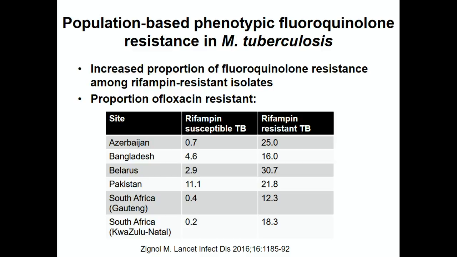Now, another thing that they reported on was the proportion with quinolone resistance according to rifampin susceptibility. And so again, looking at the same sites, you can see that among those with rifampin susceptible TB, the proportion with quinolone resistance was fairly low, with the exception of Pakistan. And then those with rifampin resistant TB, there were fairly high rates of fluoroquinolone resistance. So most likely MDR-TB with then associated quinolone resistance.